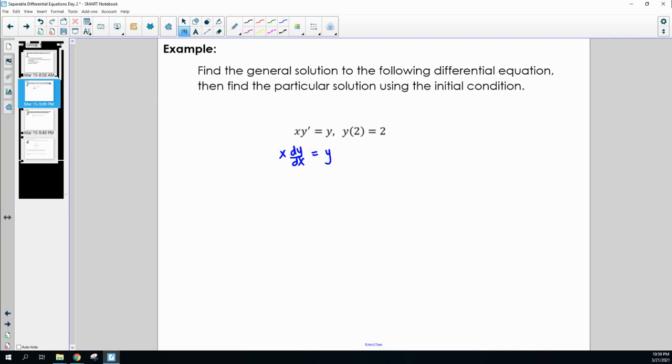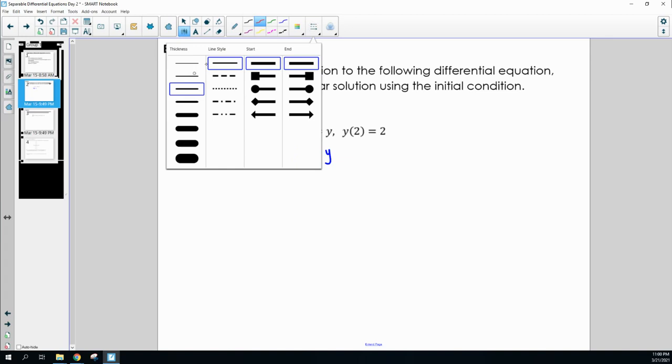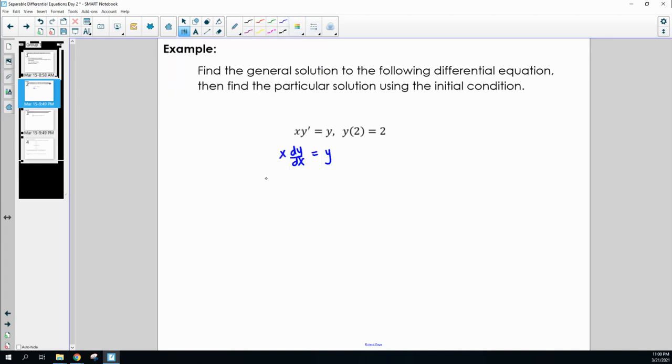equals y. So from here, we need to separate the variables because we want to get the y's on the same side and the x's on the same side. So I'm going to first divide both sides by x. So I get dy over dx equals y over x. And then from here, I will divide both sides by y and multiply both sides by dx. So this is very similar to what we did the last time. So I'm going to get 1 over y dy equals 1 over x dx.